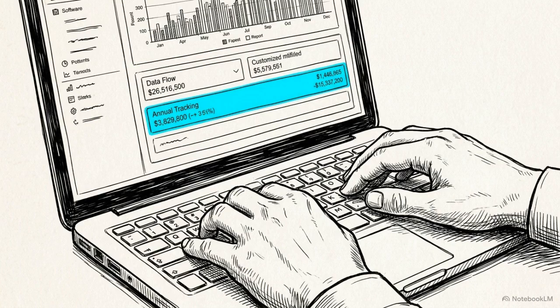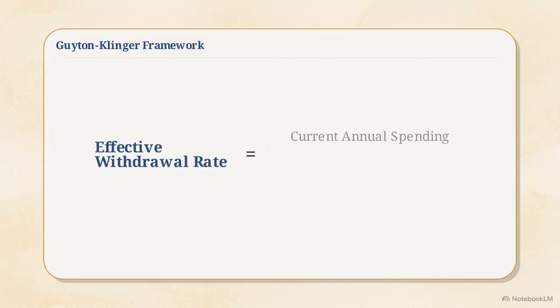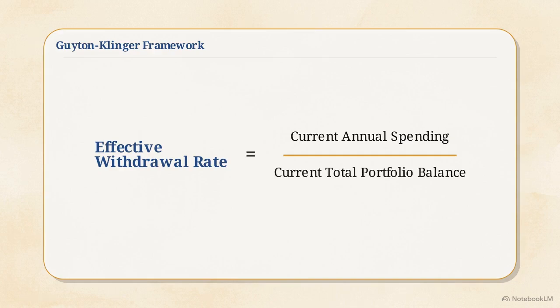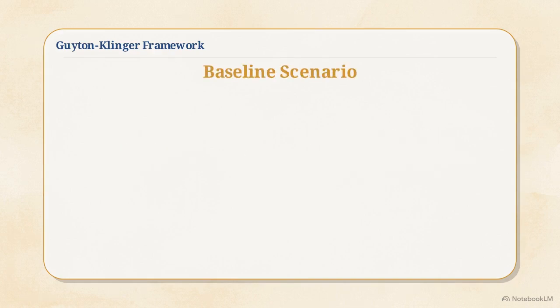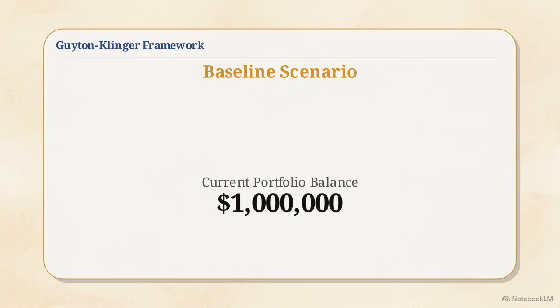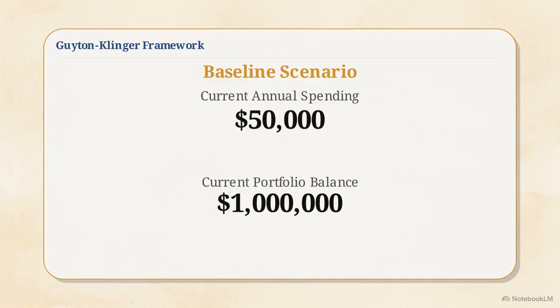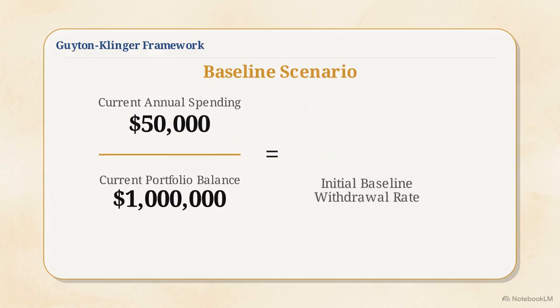To build these guardrails, we first have to track a core metric every single year, your effective withdrawal rate. This dashboard illustrates the central formula. Your effective withdrawal rate equals your current annual spending divided by your current total portfolio balance. Let's run a baseline scenario. You step into day one of retirement with a standard portfolio balance of $1 million. You establish a target starting retirement income of $50,000 a year. Dividing $50,000 by $1 million gives you an initial baseline withdrawal rate of exactly 5%.